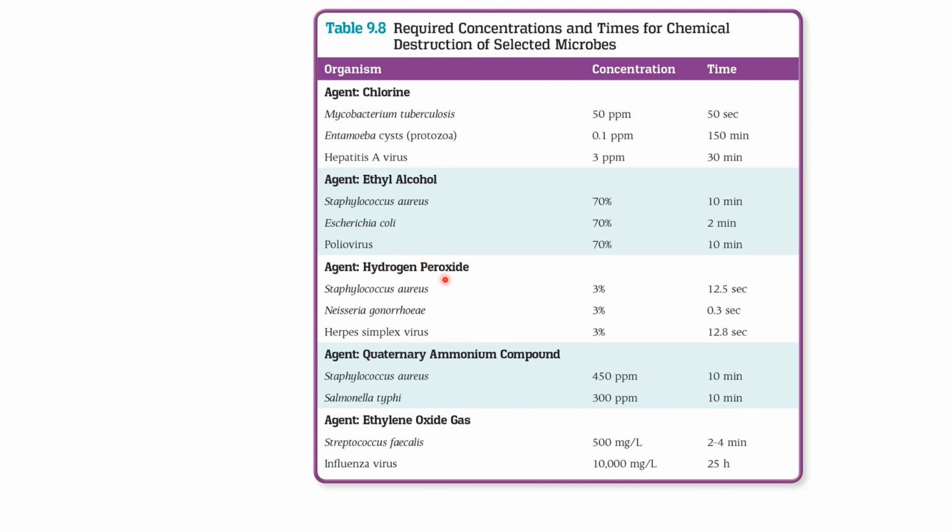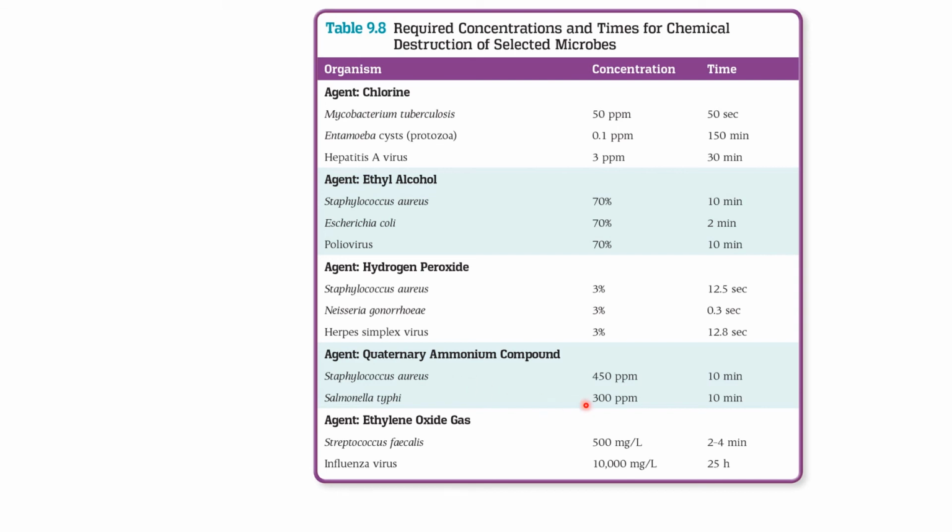Hydrogen peroxide, at least 3% of the hydrogen peroxide would be needed to kill things like Staphylococcus aureus, Neisseria gonorrhea, the herpes virus. And as you can see, depending on the strain or depending on the bacteria, sometimes the timing is going to differ. So how much time is it going to take to kill those bacteria? As you can see, Neisseria gonorrhea is definitely less resistant compared to, for example, Staphylococcus aureus.